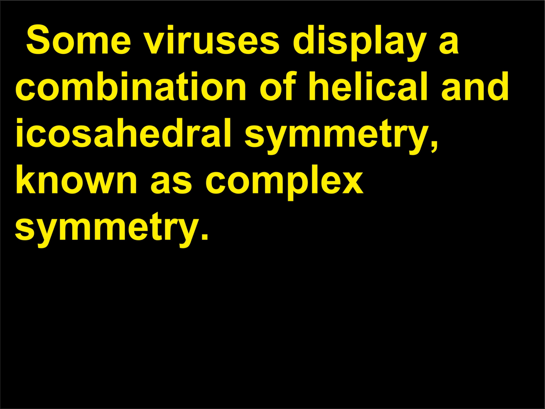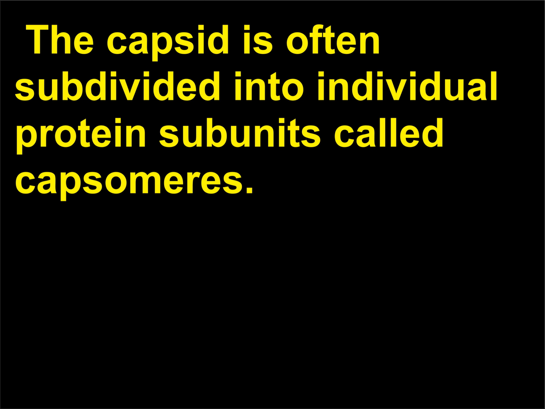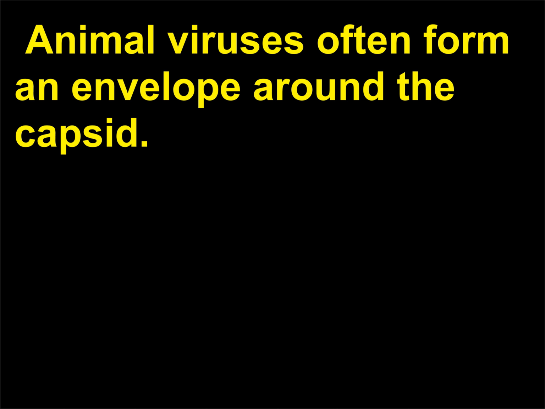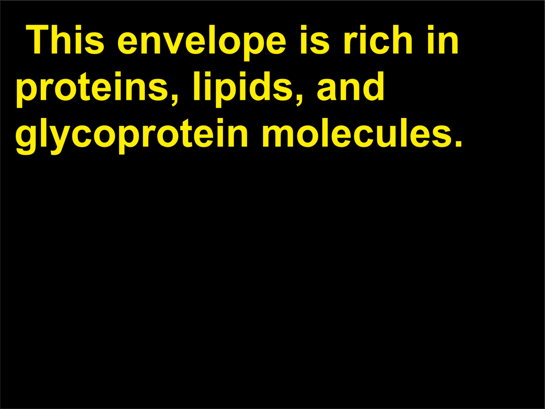Some viruses display a combination of helical and icosahedral symmetry, known as complex symmetry. The capsid is often subdivided into individual protein subunits called capsomers. The organization of the capsomers yields the symmetry of the virus. Animal viruses often form an envelope around the capsid. This envelope is rich in proteins, lipids, and glycoprotein molecules.